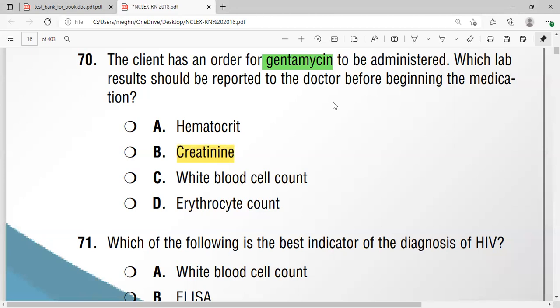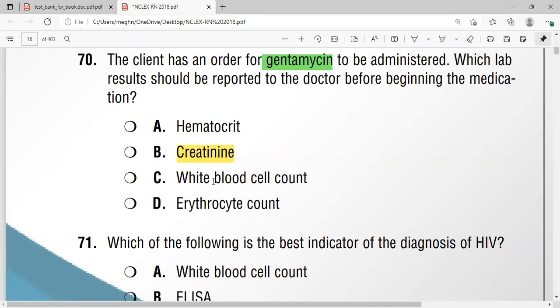I said gentamicin is an aminoglycoside antibiotic, and keep it in mind, gentamicin is toxic to the kidney and toxic to the auditory nerve. So we need to check the kidney function. How do we do this? To check the creatinine level. So number A, hematocrit, is not a significant consideration in this client. Therefore, answer A is incorrect.